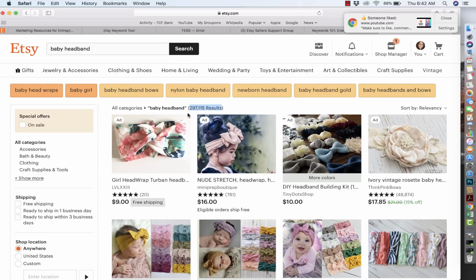So I just want to be really clear on that: researching your keywords is very important. One of the biggest mistakes people make is they think, okay, what keywords will people look for? Oh, they look for baby headband. That's one. Baby girl headband. That's two. Newborn headband. That's three. They add the keywords, but they never research if those keywords are actually good to use, right?